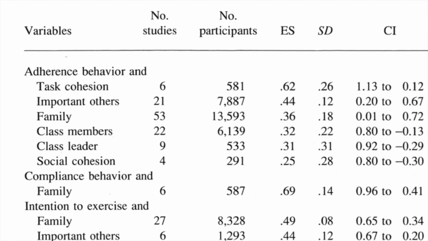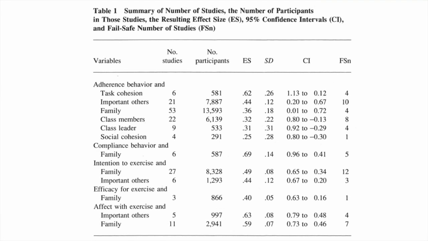So if we come across the left-hand side, we can see that class members, class leader, and social cohesion don't seem to have a significant effect on people's adherence in this case. Okay, so adherence, behavior, and class members is not significant. With task cohesion, if we follow that across, you can see that these effect sizes are significant because there's no 0 in their confidence interval.